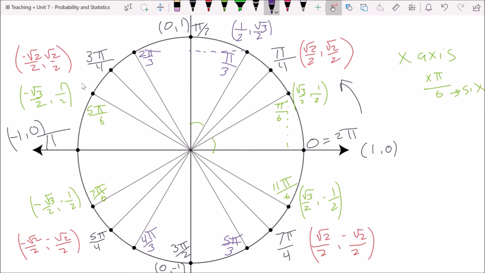And the reason it's root 3 over 2 is because this vertical side is the longer side. Over here, again, it's just a reflection. So negative 1/2 and root 3 over 2.